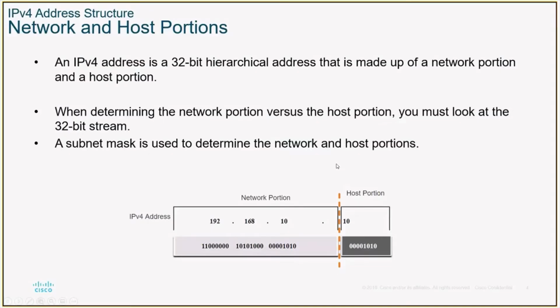So, I think we have mentioned this in the past, but of course, yeah, so basically an IPv4 address is a 32-bit hierarchical address that is made up of a network portion and a host portion. When determining the network portion versus the host portion, you must look at the 32-bit stream. A subnet mask is used to determine the network and host portions. So as we can see here in this example, we've got a network number of 192.168.10, and then the host portion means that it's host 10 on that network.